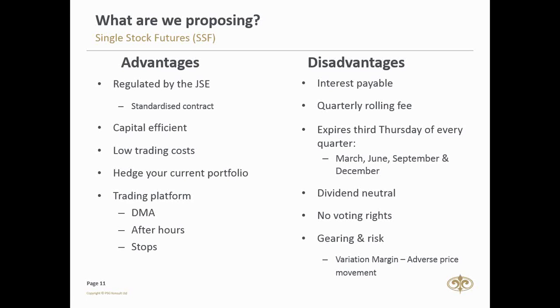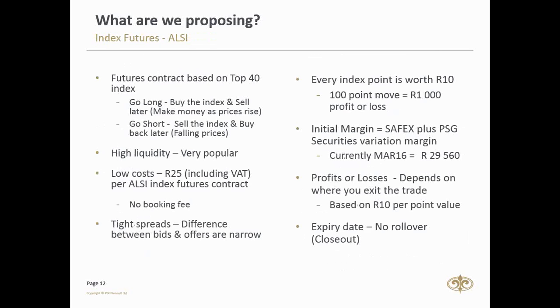Let's go to index-based futures. So first of all, we talk about the All-Z. So it's a futures contract based on the top 40 index. So the large cap stocks, so through one share, like the Satrix 40, which is the ETF, through one exchange traded fund, through one share, you have access to a basket of shares. But now we're trading the index.